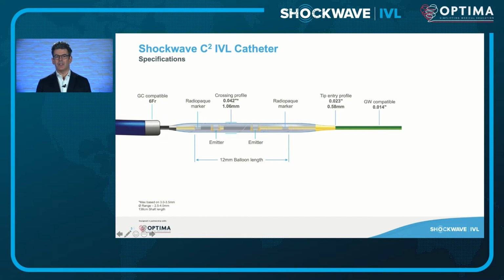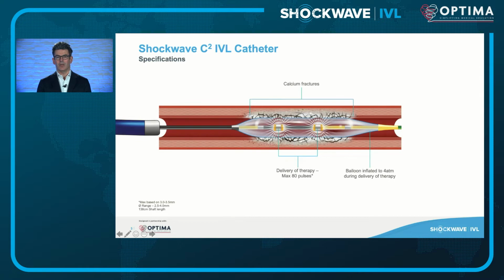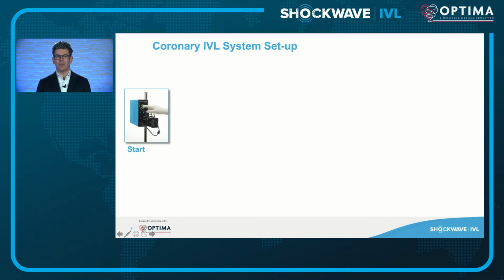The Shockwave C2 IVL catheter has a distal and a proximal marker, and in between those two markers are the two lithotripsy emitters. The balloon, using RX technology, is advanced into the area of calcification, and as it's advanced into the lesion and the balloon inflated, once the balloon is inflated, the lithotripsy energy can be activated at a push of a button. The energy is delivered to the intimal and to the medial calcium, and the calcium modification has taken place. The setup is extremely easy.